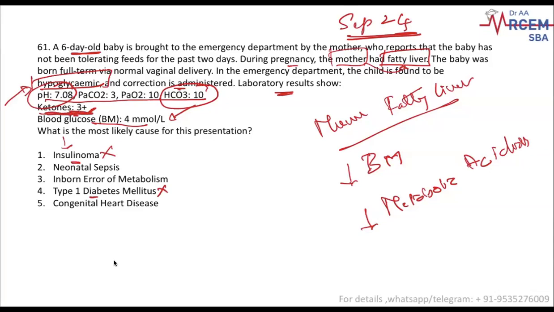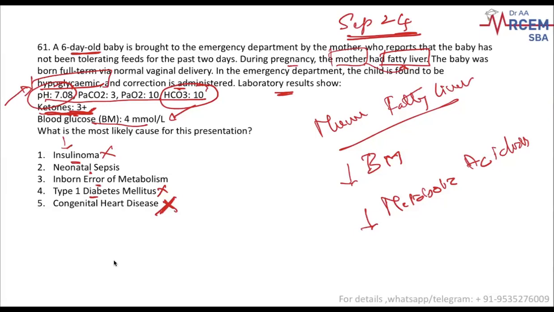Congenital heart diseases will not produce the high ketone levels you're seeing here. They usually present with some breathing difficulty, some cyanosis, a murmur. That is the classical presentation. This is not a classical presentation, so you can rule out congenital heart disease also. Now we are left with inborn error of metabolism and neonatal sepsis.